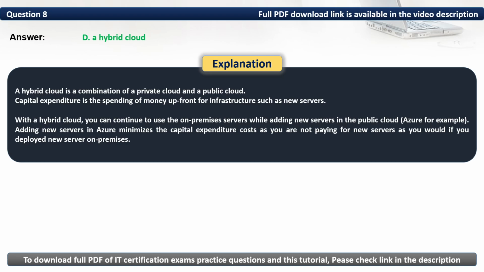Hybrid cloud is a combination of private cloud and a public cloud. Capital expenditure is the spending of money upfront for infrastructure such as new servers. With a hybrid cloud, you can continue to use the on premises servers while adding new servers in the public cloud. Adding new servers in Azure minimizes the capital expenditure costs as you are not paying for new servers as you would if you deployed new servers on premises.